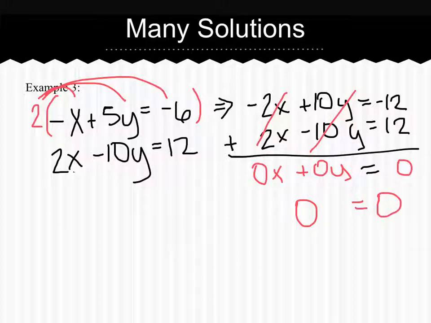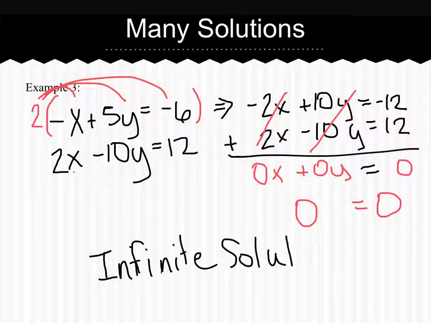Since 0 is equal to 0, that's a true statement. When we have a true statement and there are no variables, because the x's and y's both canceled out, this would have infinite solutions. That means that if I find any ordered pair on the first line, it is also an ordered pair on the second line. So any ordered pair that works with one equation would also work with the other equation. There would be infinitely many ordered pairs on both of these lines. They would be coinciding lines. That means if I graph these two, they're going to be the same line.